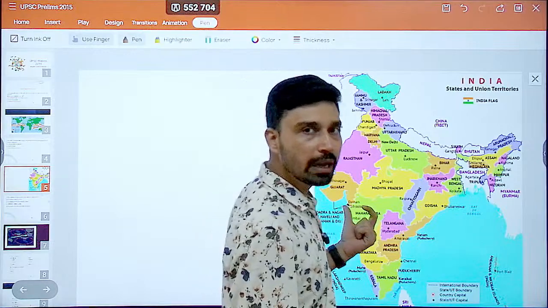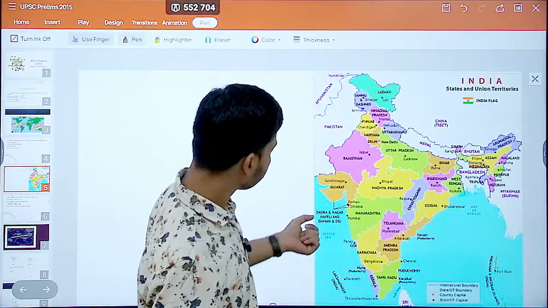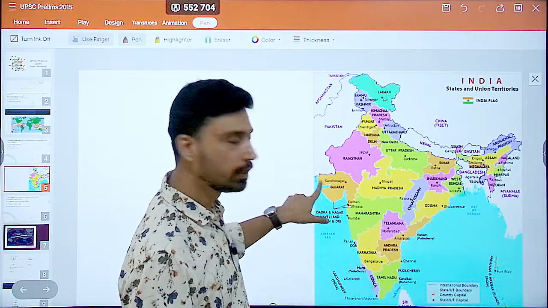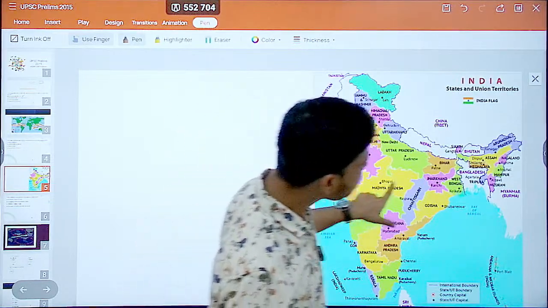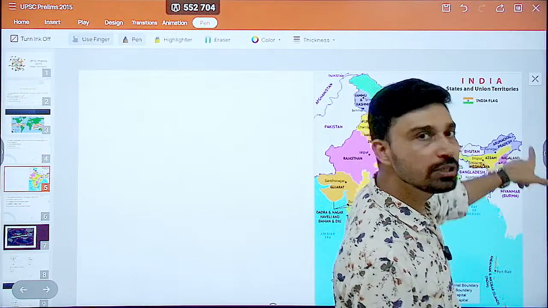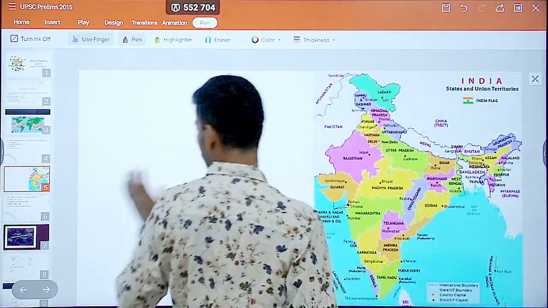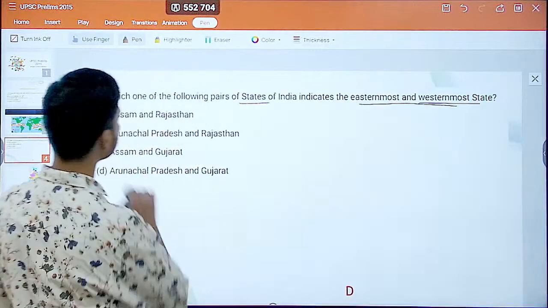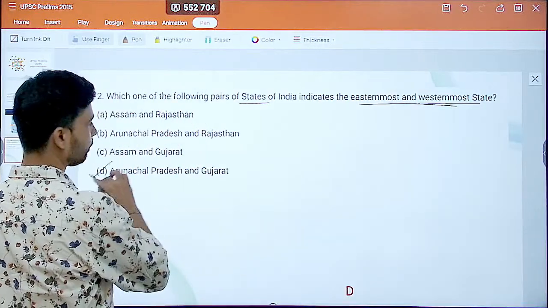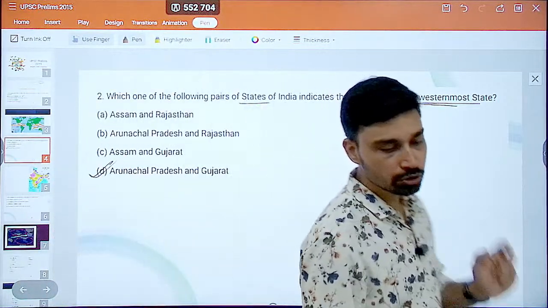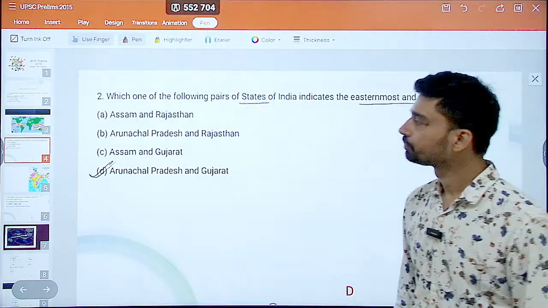So, if you look at the map of India here, we can see the westernmost state is obviously which one? Gujarat. And if you go to the easternmost part of India, the easternmost state is which one? It is Arunachal Pradesh. So, what is the correct answer? The correct answer is D, that is Arunachal Pradesh and Gujarat, which represent the easternmost and the westernmost states of India.